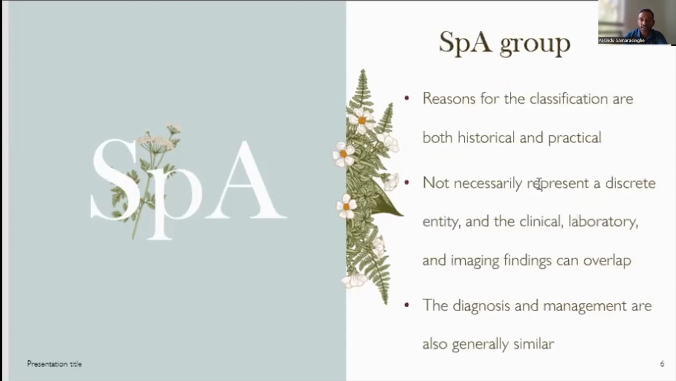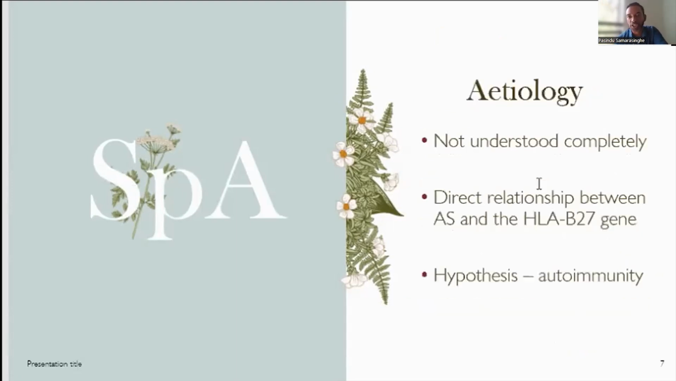So the reasons for the classification are both historical and practical. They don't necessarily represent discrete disease entities, as the clinical, laboratory and imaging findings have a significant overlap, and the diagnosis and management are also generally similar. The etiology is not completely understood, and there is a direct relationship between spondyloarthritis and the HLA-B27 gene. The hypothesis is autoimmunity, as with other rheumatological conditions, so your own immune system is acting against your body.